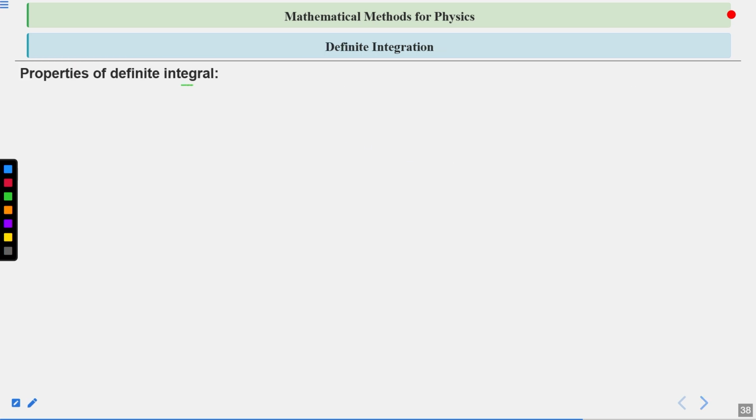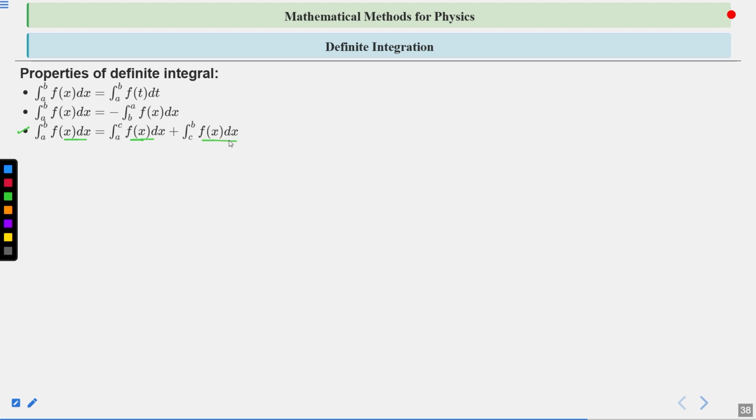Properties of definite integrals. First, the integration of f of x dx, with initial limit a and final limit b, is equal to the integration from a to b of f of t dt. The integration from a to b of f of x dx is equal to minus the integration from b to a of f of x dx. And the integration from a to b of f of x dx is equal to the integration from a to c of f of x dx plus the integration from c to b of f of x dx. So these are the properties of definite integrals.